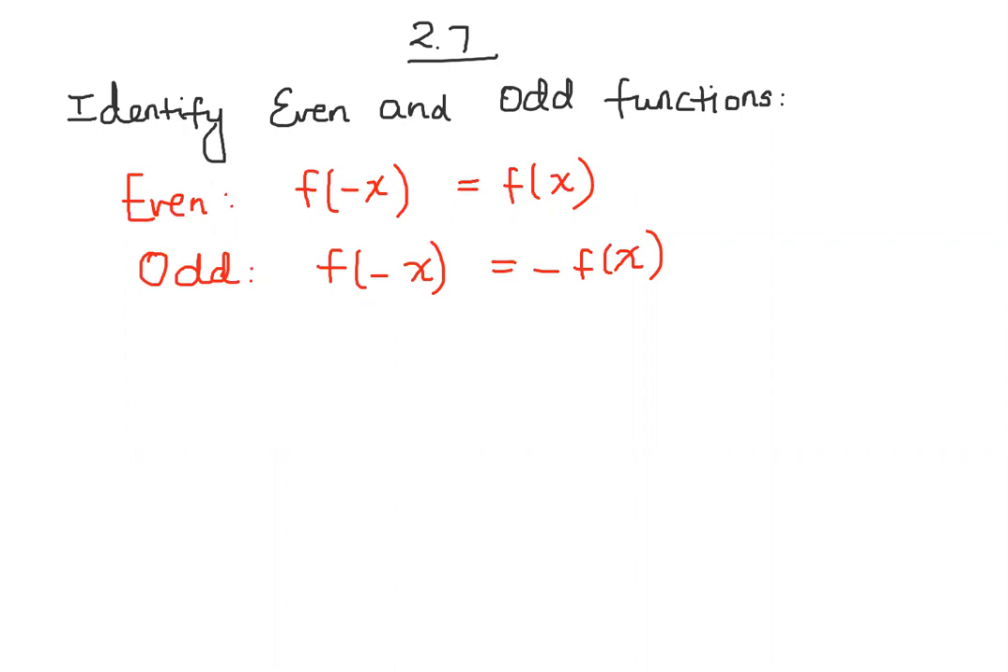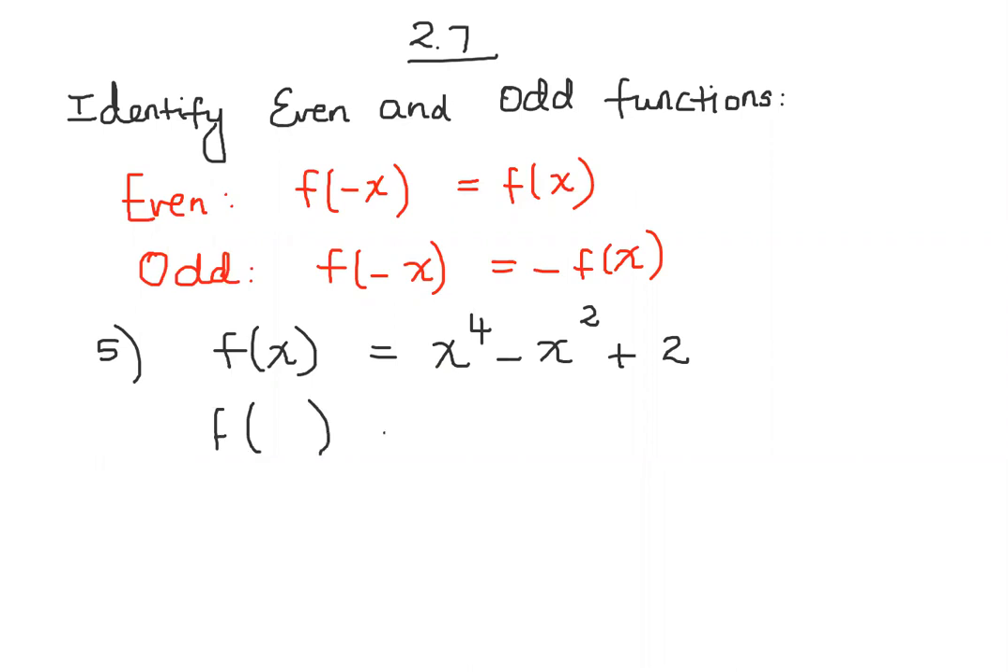So I'm going to start from problem number 5. So this is the definition for identifying if it's an even or odd function. So the rule is, first you have to replace all the x by negative x. So number 5, this is the given problem. So we are going to replace all the x here by negative x and see what result we are getting. So I replace all the x by negative x.